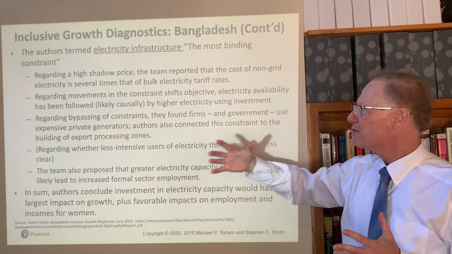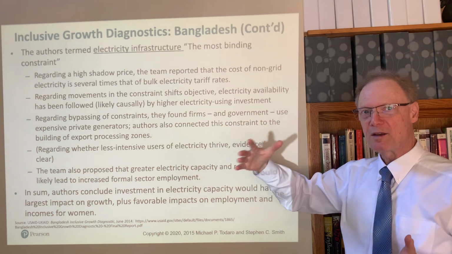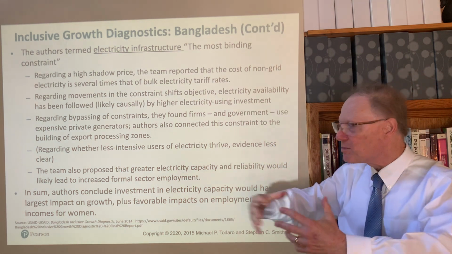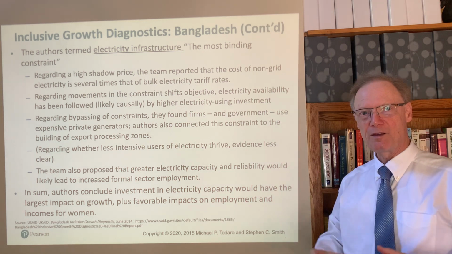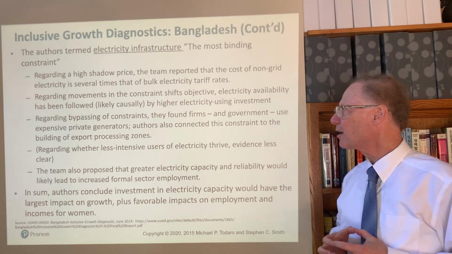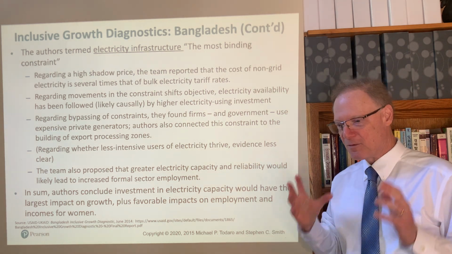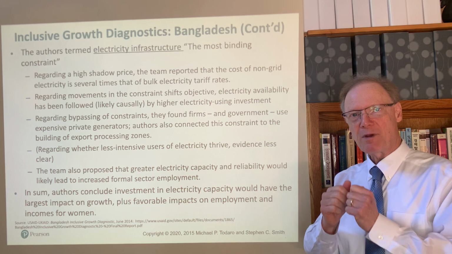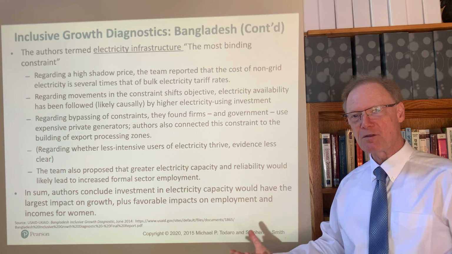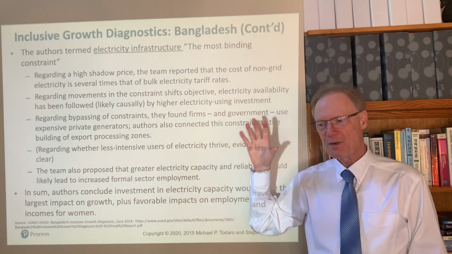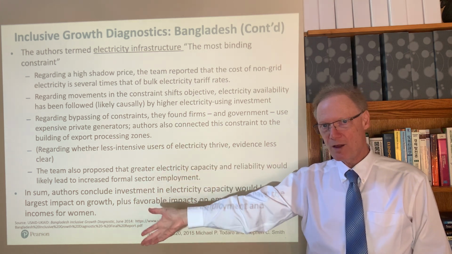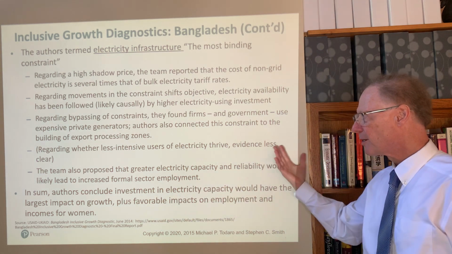Okay, as far as movements in the constraint, shifting the objective, that is to say accelerating investment in this case, they found that expanded electricity availability geographically has been followed by higher electricity using investment. And they were not fully ready to say that we have strong causal evidence, but they had at least weak causal evidence and reason to think that this was causal. That the electricity became available, and as a consequence, causally, more investment took place in those areas.